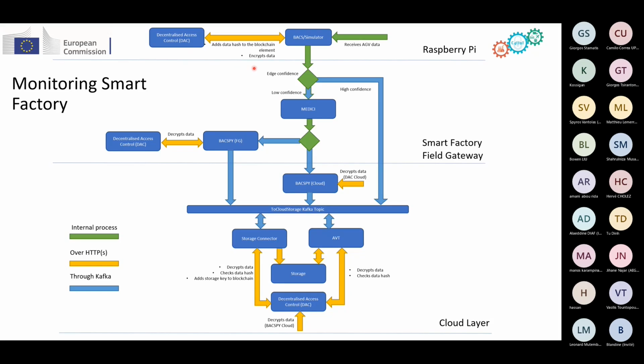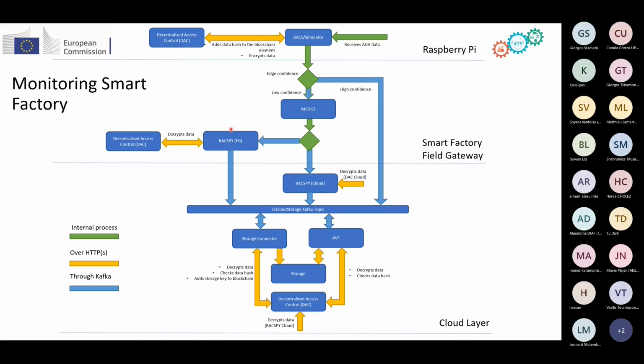And of course, the data are encrypted here before they are sent to the next layer. Again, if the confidence at the edge is low, the data will be sent to Medici. If it's high, they will be sent directly to the cloud. When I say directly here, it's not that this layer is bypassed, since this module cannot directly access Kafka here. There is a second installation of Kafka on this layer, but for simplicity in this figure, we have omitted this.